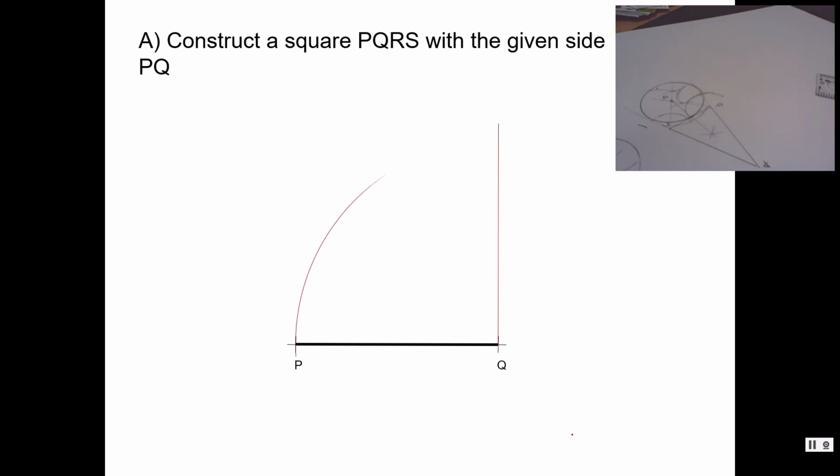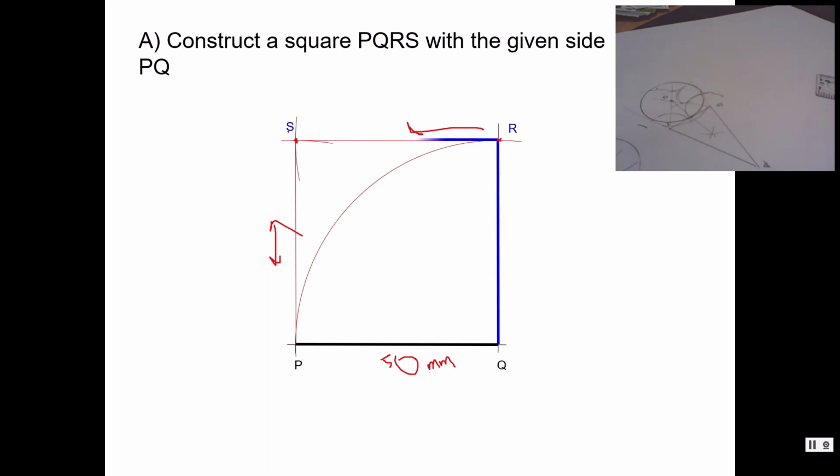So determine the distance of the PQ first. If this is, let's say, 50 mm, so you just draw a circle of 50 mm, and then you draw another from here 50 mm, and then from point R to point S also 50 mm, so that you're going to get the S point, and then after that you can just draw the square.